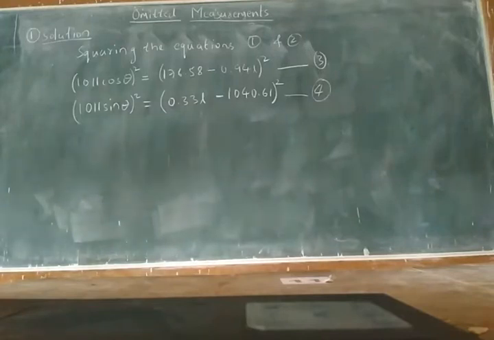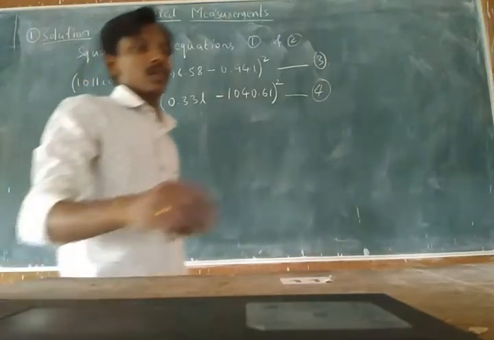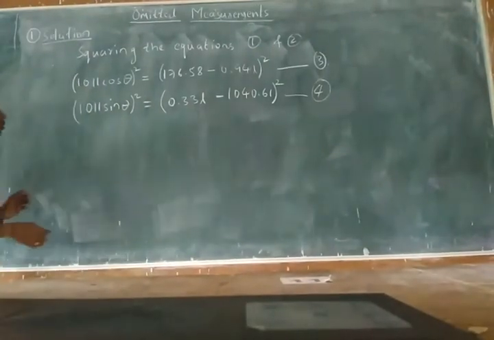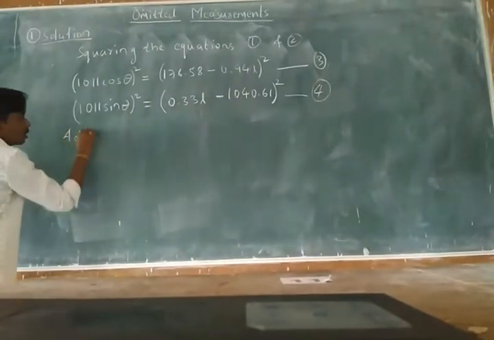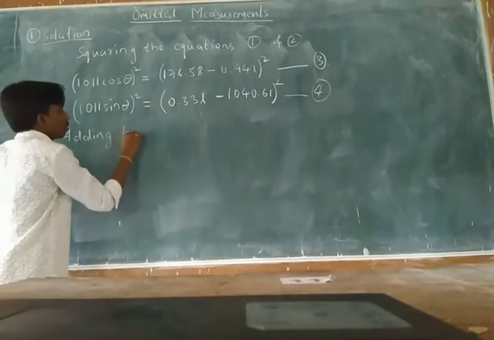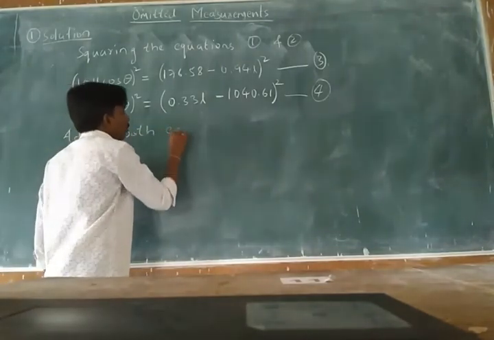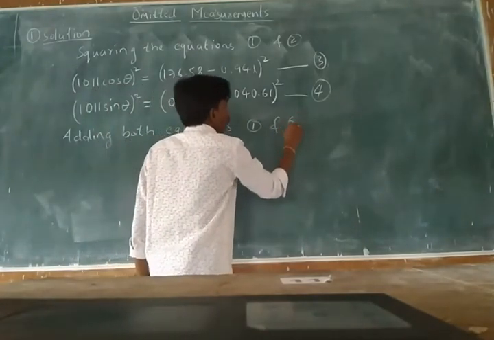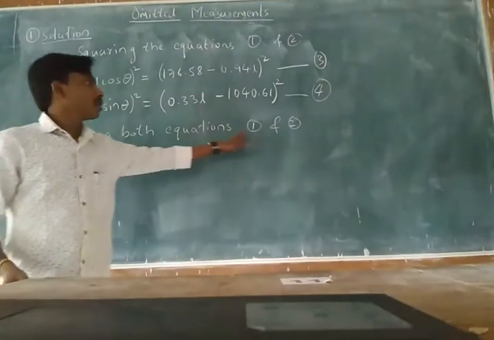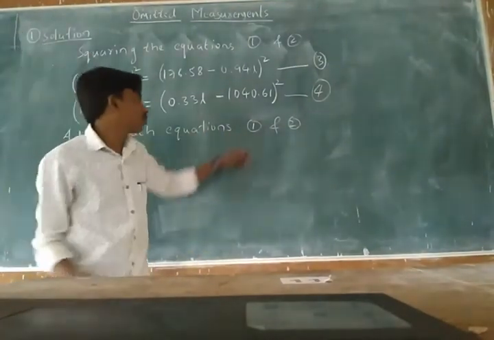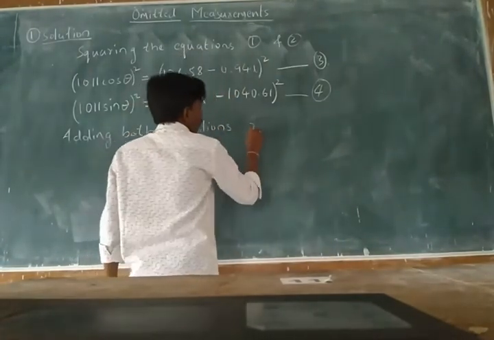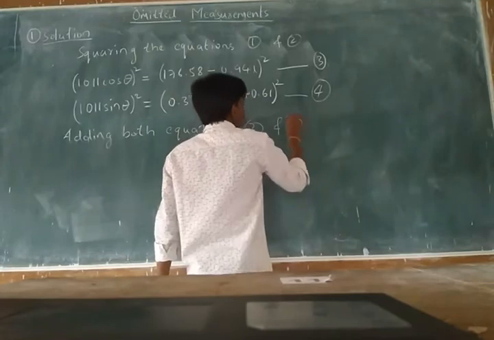Now we have to add both these equations. We have to take the addition of both the equations here. So the next step is adding both equations 1 and 2. Oh, I'm sorry. We have to add the equations 3 and 4. Equations 1 and 2 became 3 and 4. Now we have to add the equations 3 and 4.